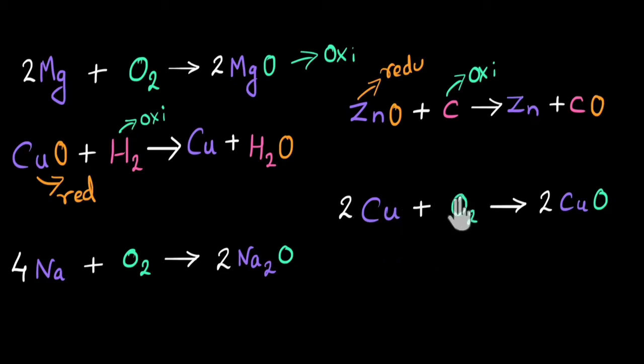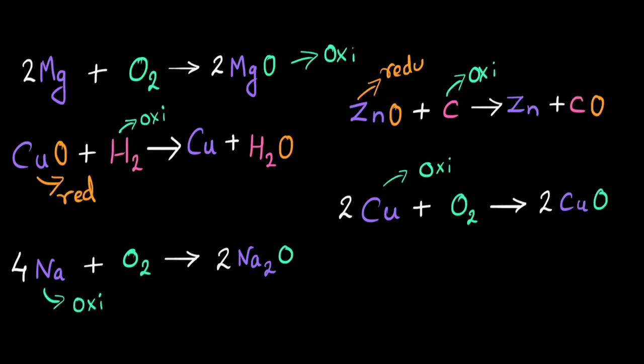Now this is the fourth one. Here we see that oxygen is getting added to copper and we get copper oxide. So this reaction is an oxidation reaction. Copper is going through oxidation reaction. Over here we see that oxygen is getting added to sodium and we get sodium oxide. So here I would say sodium is going through oxidation reaction. So now we have solved our problem.